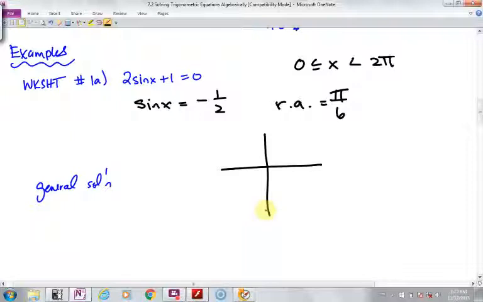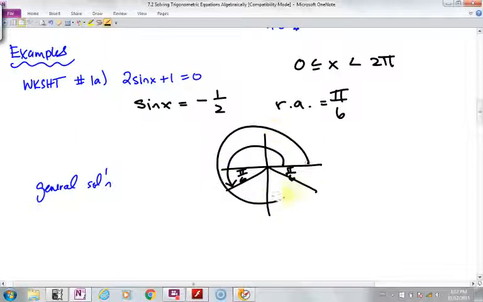Now we ask ourselves, what quadrants do we want to be in? 3 and 4, because that's where sine is negative, and we have sine equal to a negative value. So my reference angle is pi by 6 here and here. So I need to know what is that value and also what is that value if I'm going from 0 to 2 pi.